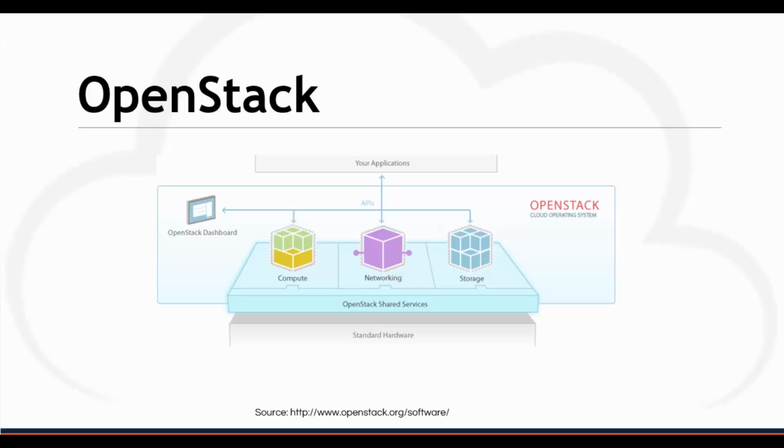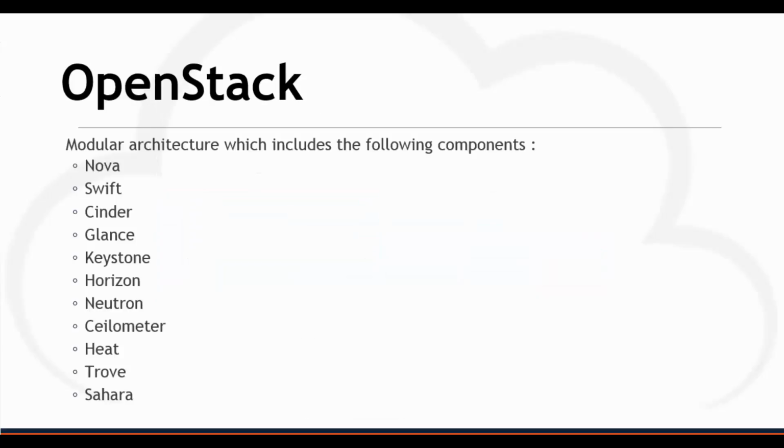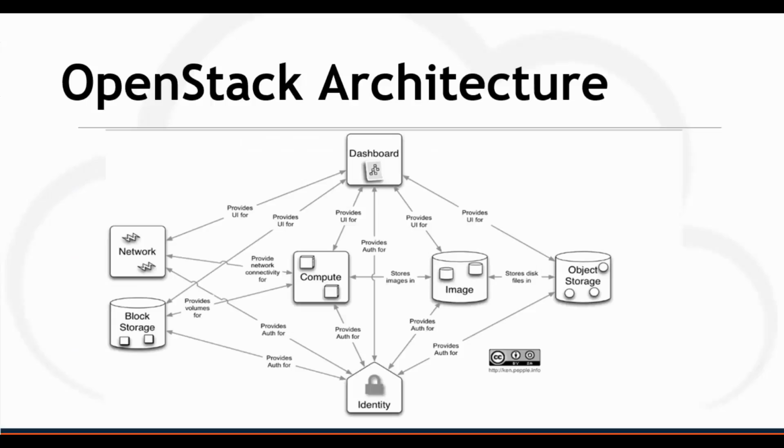It helps to manage resources that include pools of compute resources, storage resources, and networking resources to run applications provisioned to the clients. OpenStack has a modular architecture that includes components like the following: Nova, Swift, Cinder, Glance, Keystone, Horizon, Neutron, Ceilometer, Heat, Trove, and Sahara. Here we have the OpenStack conceptual architecture.